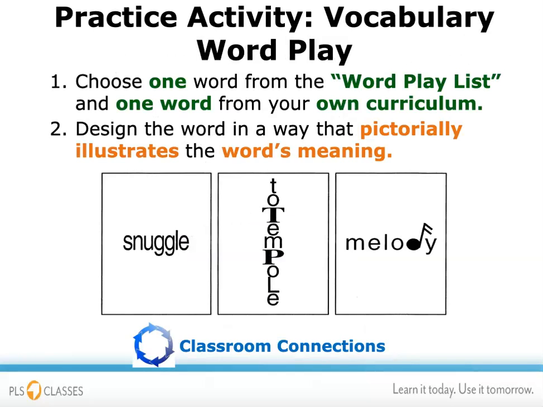The first practice activity we will examine is an activity that enhances students' understanding of vocabulary. It demonstrates how we can make learning vocabulary more interactive and engaging. Please locate page 115, Activity Vocabulary Wordplay. In this activity, students take a vocabulary word and represent it pictorially in a way that illustrates the word's meaning.